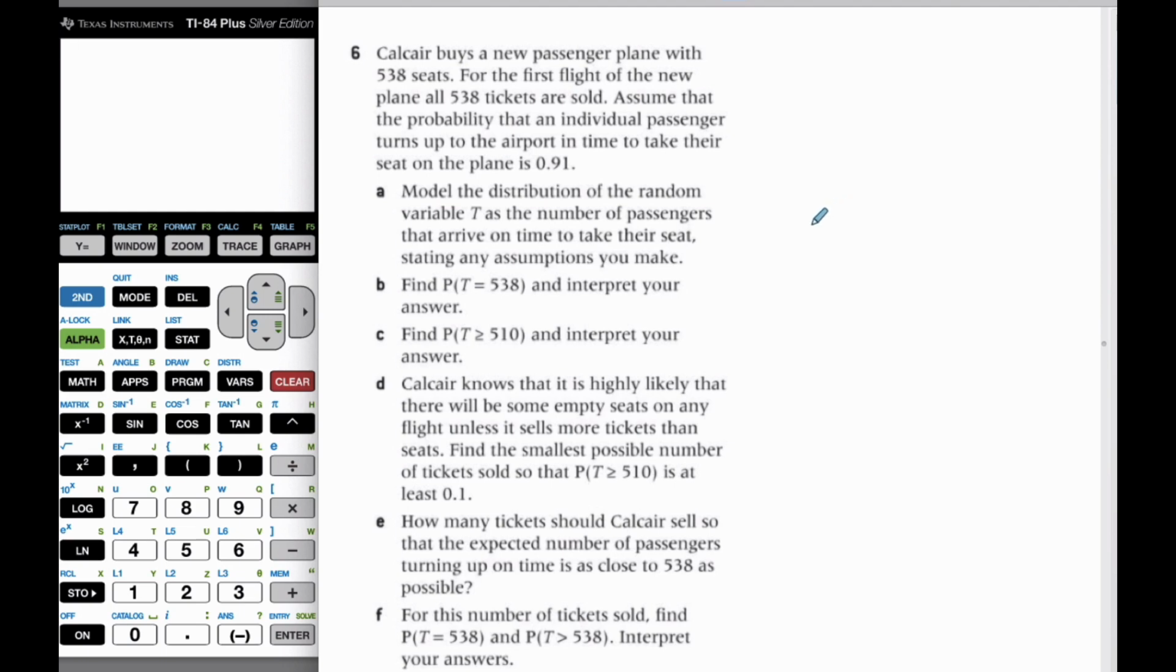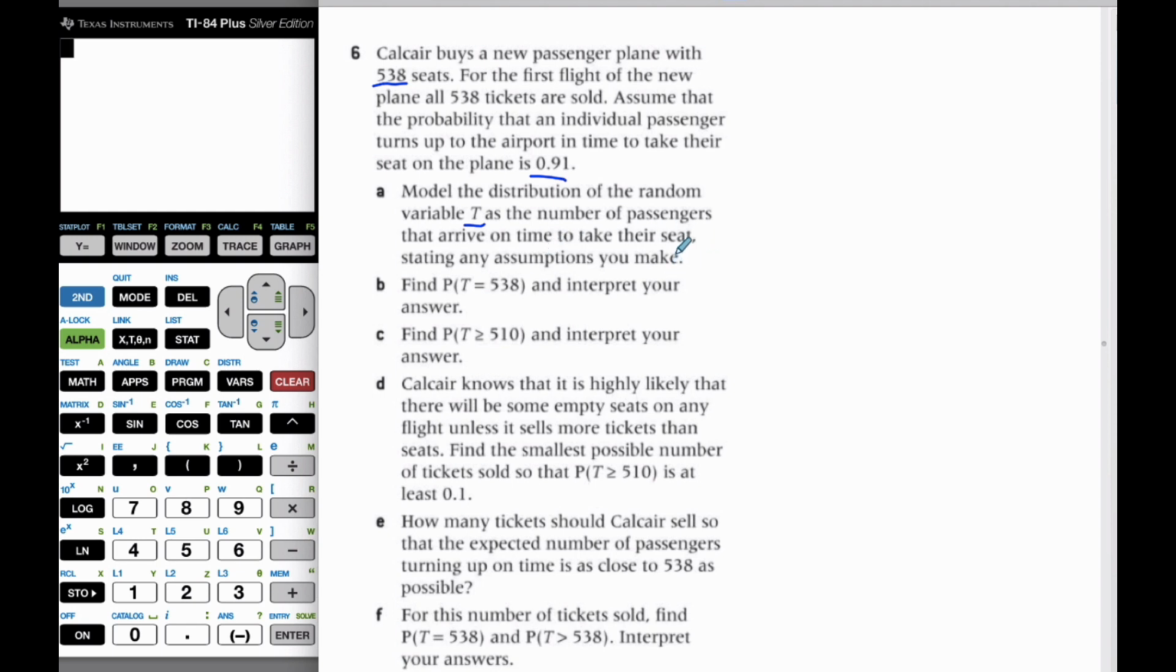All right, so for this problem here, we have Calc Air buys a new passenger plane with 538 seats. For the first flight of the new plane, all 538 tickets are sold. Assume that the probability that an individual passenger turns up to the airport in time to take their flight is 0.91. We want to model the distribution of random variable T as the number of passengers that arrive on time to take their seats.